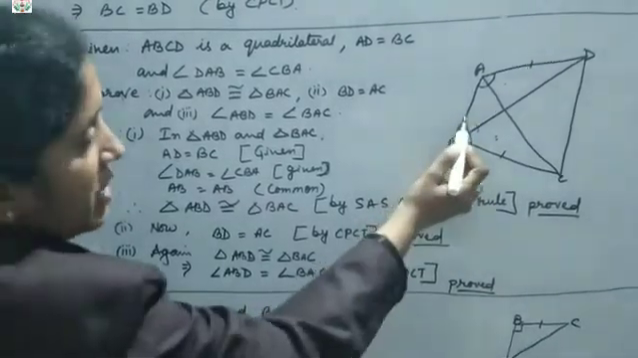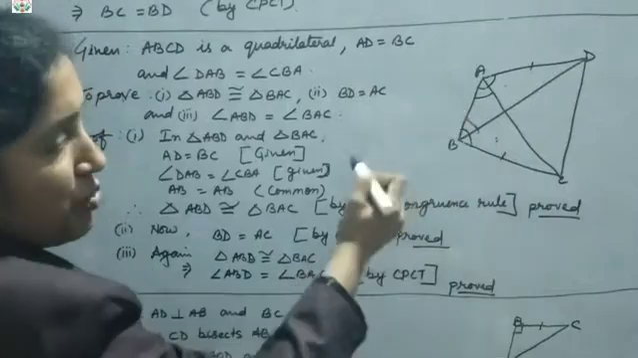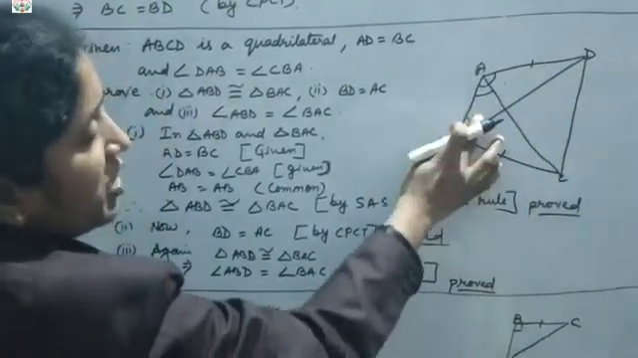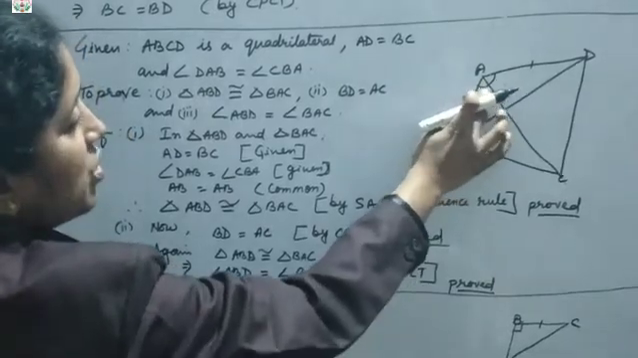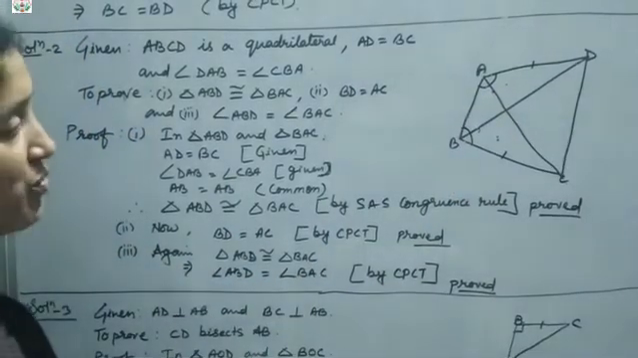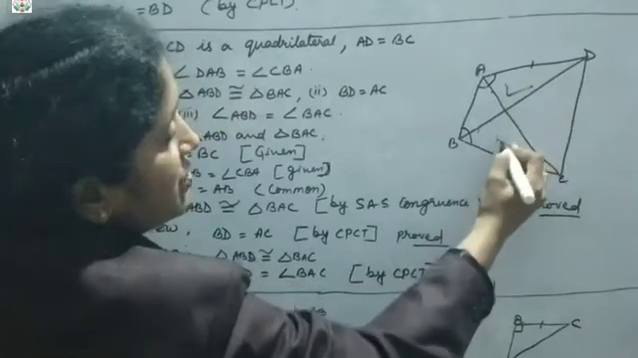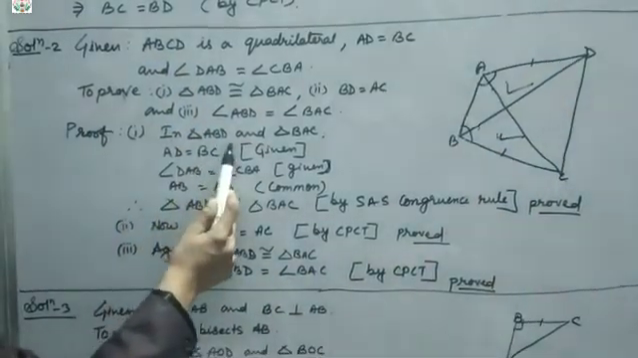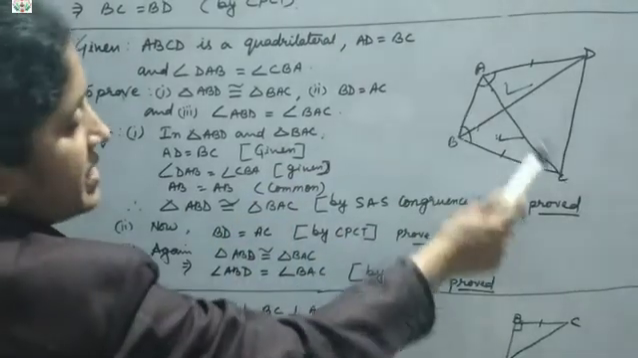Okay, this small angle is equal to this small angle, you have to prove, and then this BD is equal to AC, you have to prove, and then the congruency of the triangles you have to prove. Now in these two triangles, this triangle and this whole triangle, what will we write? In triangle ABD and triangle BAC.